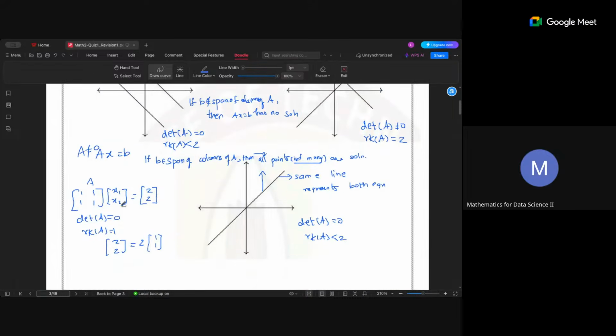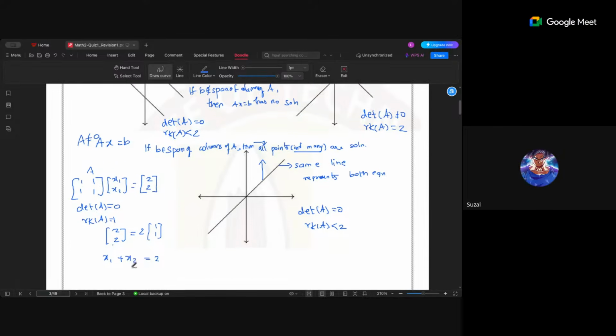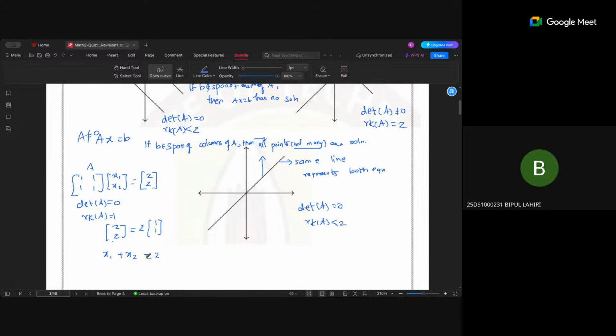Now does this have a solution? So you have x1 plus x2 equal to 2. Do we have a solution for this? Yes, infinitely many, right? Yes or no? Yes, ma'am. Ma'am, how is the rank 1? Because here the rank is 1, since you have only one linearly independent column or row, right?